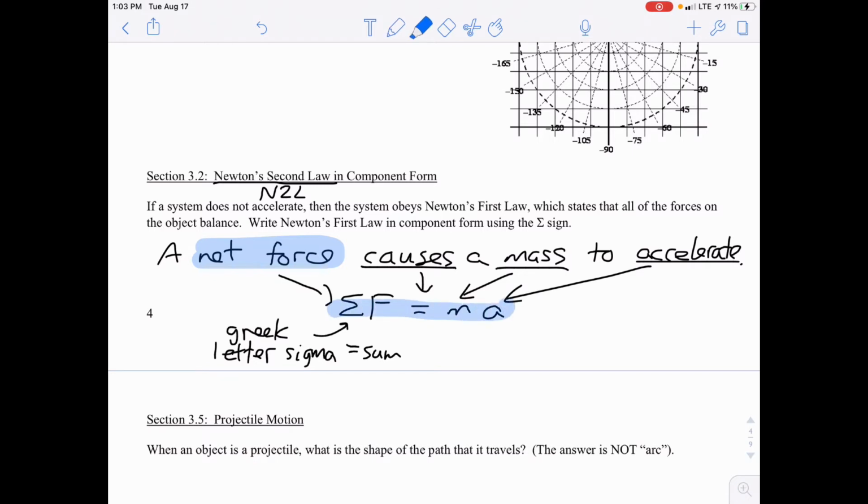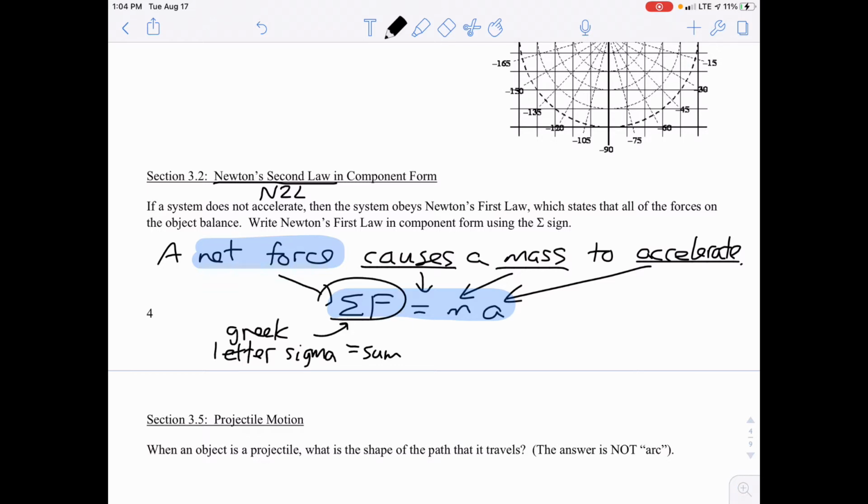Net force equals ma is our equation for describing Newton's second law, which describes when systems accelerate. When objects or systems of objects accelerate, we will use this.